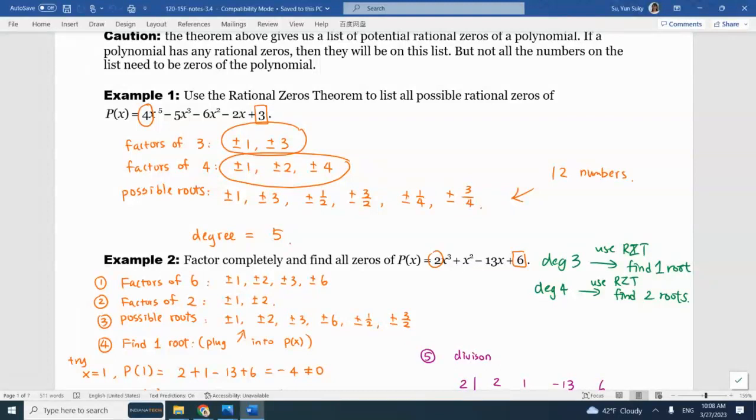So you look at each pair, right? 1 over 1, 1. 3 over 1, 3. 1 over 2, 1 half. 3 over 2, 3 halves. 1 over 4, 1 fourth. 3 over 4, 3 fourths. Right, everybody?